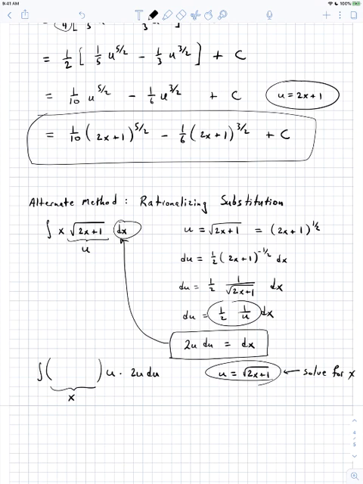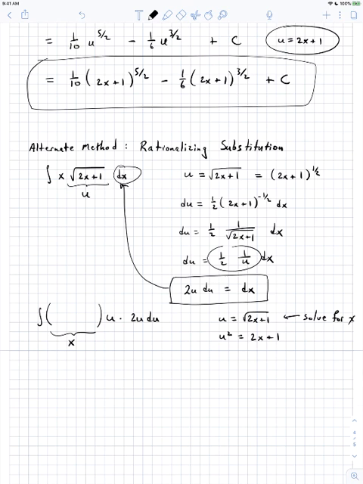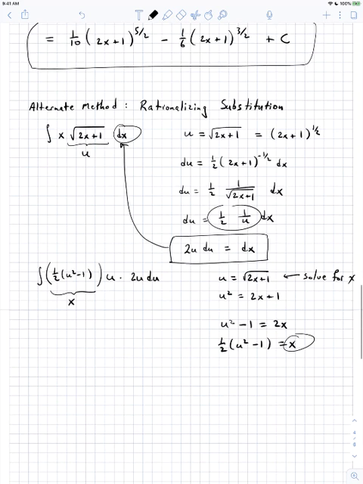So solve this expression for x, which is a little bit more difficult than last time, but not a whole lot. You just square both sides, and then you get u squared equals 2x plus 1. And then subtract the 1, u squared minus 1 equals 2x, and now divide by 2. So 1 half times u squared minus 1 is equal to x. So where we see that there's an x, we just replace it with that. 1 half u squared minus 1. Let's rewrite this. So it's the integral of 1 half times u squared minus 1 times u times 2u du.